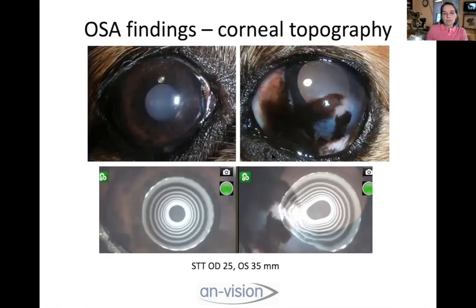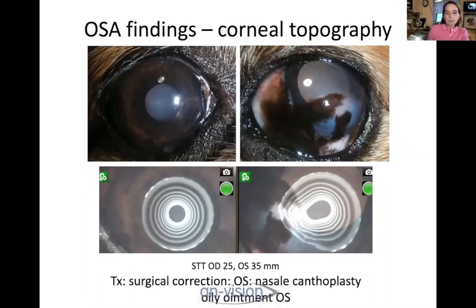and thereby divergent strabismus, that causes the cornea to be exposed and the topography to change. The Schirmer tear test was really high in this eye, and you can understand this from what I said, because it's a compensatory stimulus. So what we did in this case, we did a surgical correction of the nasal canthus, a canthoplasty, and we used oily ointment, and that helped him quite a bit. And this calmed down.